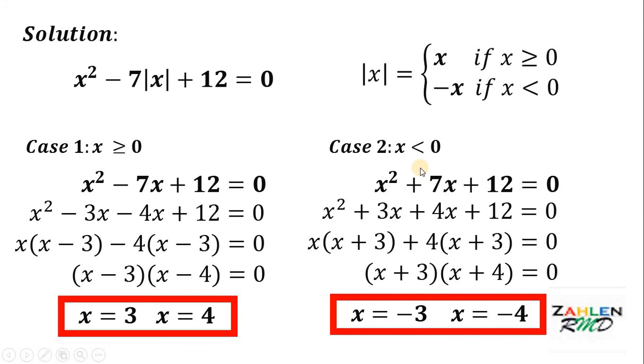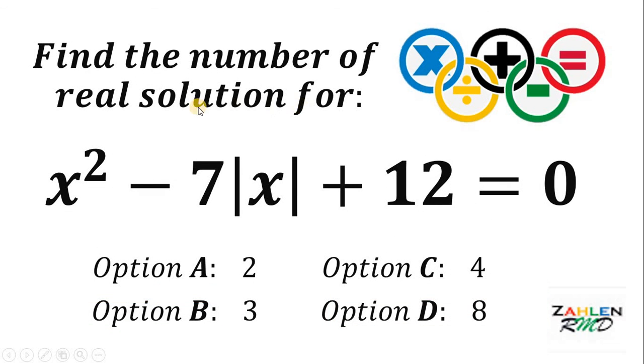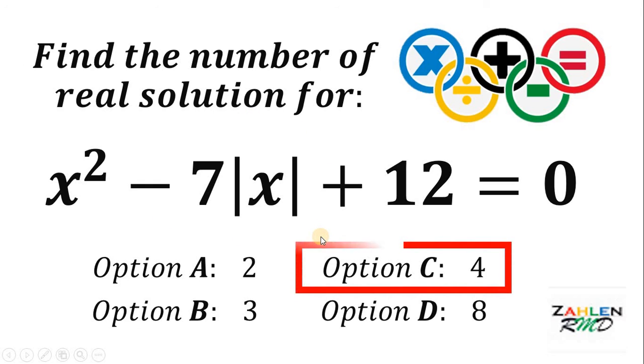Again, our goal is to count how many real solutions there are in this equation, and we have 1, 2, 3, and 4. Therefore, the answer to this question, the number of real solutions for this equation, is option C, which is equal to 4. And we're done.